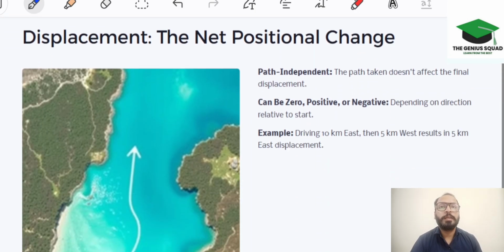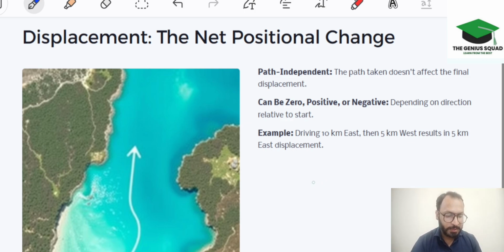Now it is path independent, as I have already told you that it does not have anything to do with the path. The path does not affect the final displacement, because it is just the shortest distance. If there are two points, the shortest line drawn between the two points gives the displacement. Second thing, the displacement can be zero, positive, and also negative. That means if you are moving from one point to another, the displacement can be positive, zero, or negative. Later we will do some examples also.